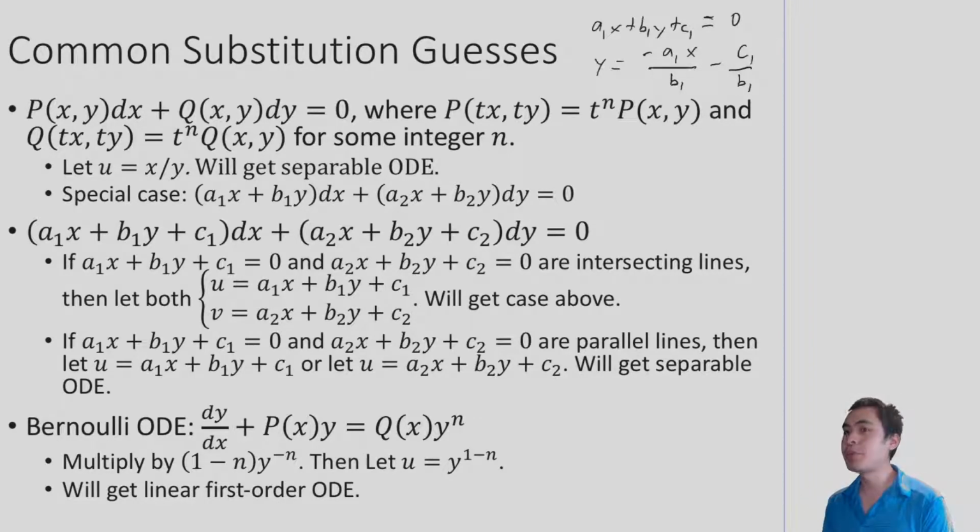The last one here is a Bernoulli ordinary differential equation. It almost looks like a first order ODE. And it turns out that if you multiply it by 1 minus n times y to the minus n, and then let u be equal to y to the 1 minus n, then that gives you a linear first order ODE, which we know how to solve using integrating factors.